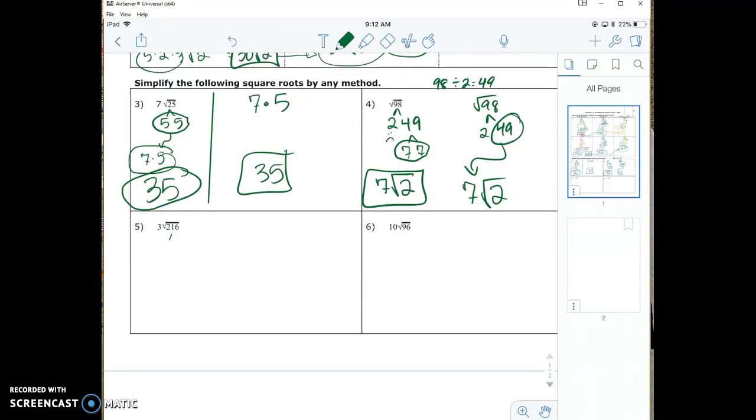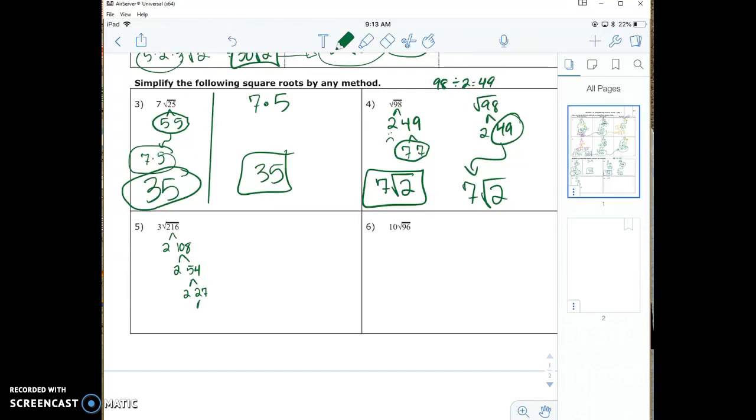3 square root of 216. 216 is an even number, so that means it is divisible by 2. 2 times 108. 108 is an even number, so it is also divisible by 2. 2 times 54. I'm not seeing any perfect squares yet, so I'm going to keep going. 54 is even, so it's divisible by 2. 2 times 27.